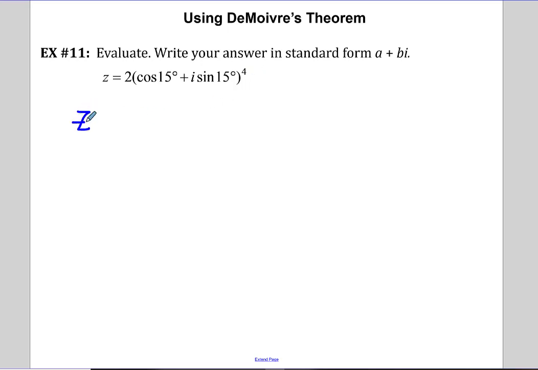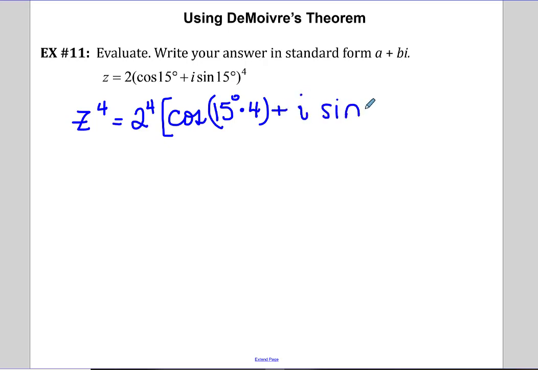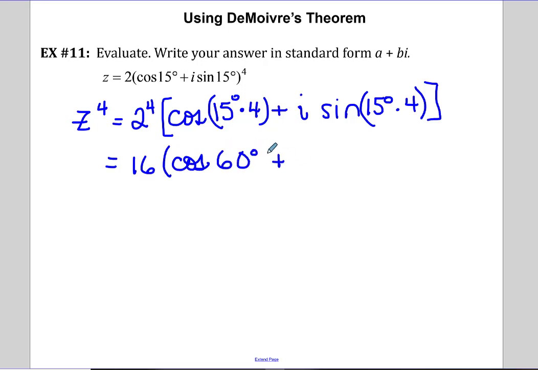So raising z to the 4th power, we're going to raise the modulus to the 4th power and multiply 15 degrees times 4. And do the same thing for the sine 15 degrees times 4. So that's looking like 60 degrees. So 2 to the 4th is 16, and 15 times 4 is 60. And then the I sine of 60.